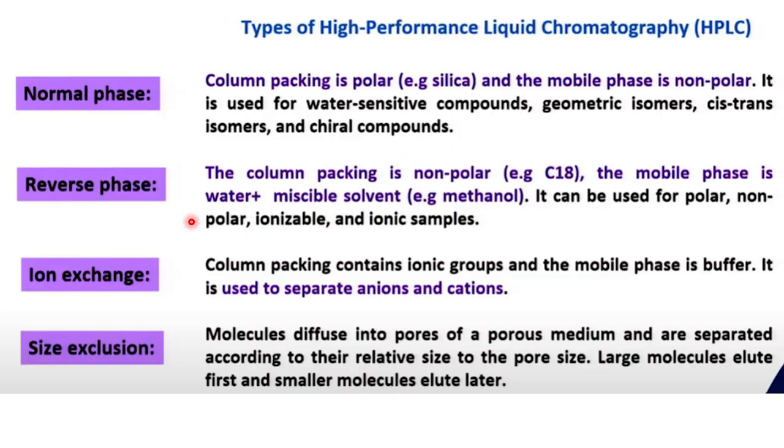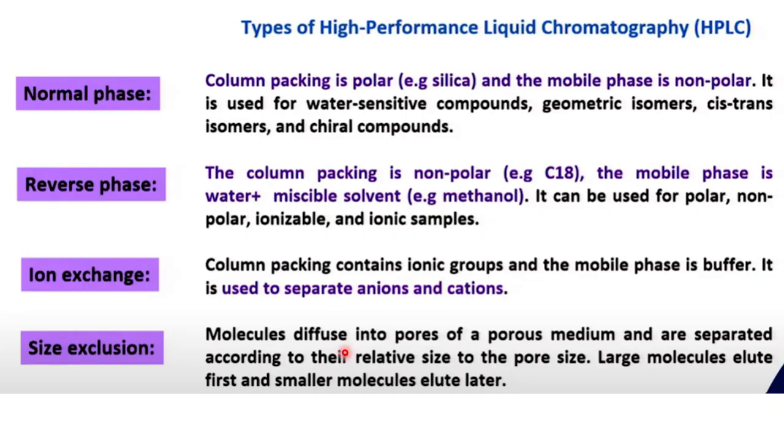In reverse phase, the polarity is reversed. The column packing is non-polar. The mobile phase is water plus a miscible solvent, for example methanol, and it can be used for polar, non-polar, ionizable, and ionic samples. In ion exchange, the column packing contains ionic groups and the mobile phase is a buffer. It is used to separate anions and cations.